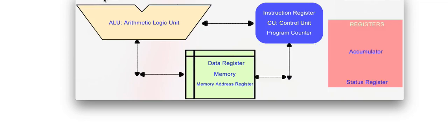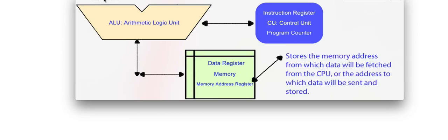So let's move on. The memory address register is also part of memory. The two go together, the data register and the memory address register. So what does the memory address register do? All the memory address register does is store the memory address from which data will be fetched from the CPU. So if the data is at address 1,025,000, then that's the memory address. Or the address to which the data will be sent. If the data has to go off to memory address 1,025,000, then that's where it will be, and that will then be picked up later so that the data knows where it should go.